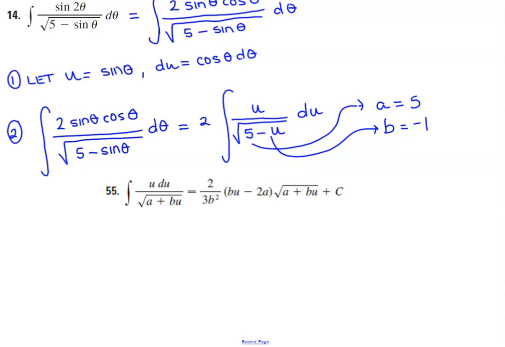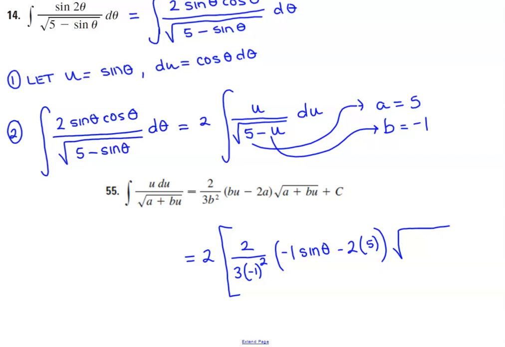And now we're going to go ahead and evaluate this. So we have 2 over 3 times b squared, which is -1 squared, times parentheses b, which is -1, times u, which is the sine of theta, minus 2 times a, which is 5, times the square root of a, which is 5, minus b, times u, which is the sine of theta, plus c.